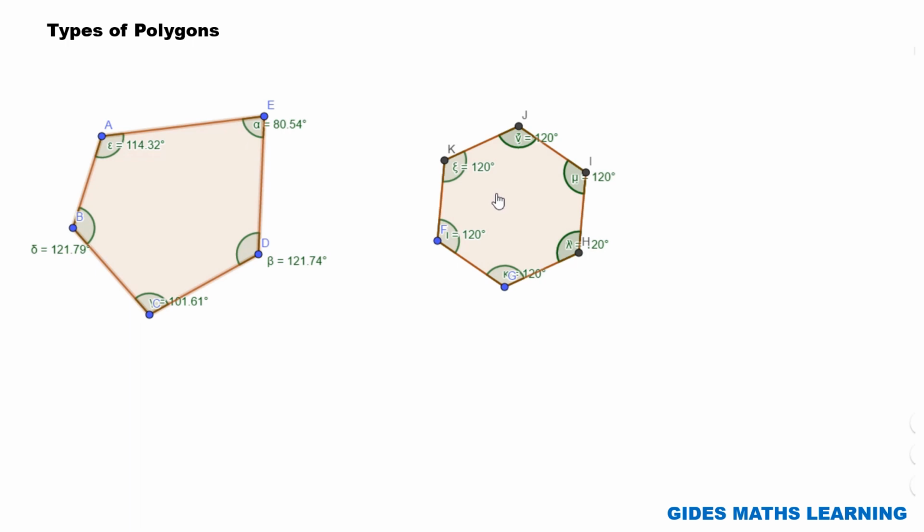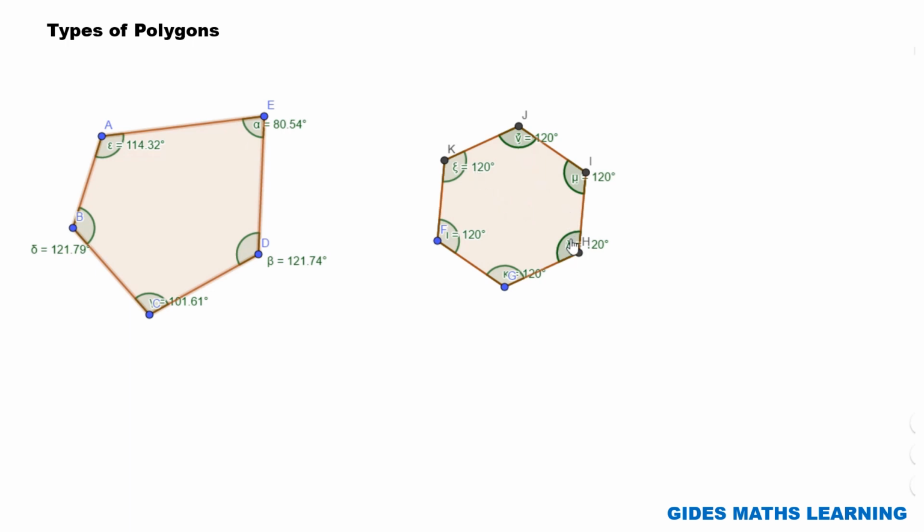The same thing applies to the hexagon. And when all the interior angles of a polygon, the emphasis here is when all the interior angles of a polygon are less than 180 degrees, such a polygon is a convex polygon. So in this case, we have all the angles being less than 180 degrees, and therefore this pentagon is a convex polygon or convex pentagon. The same thing applies to the regular hexagon.